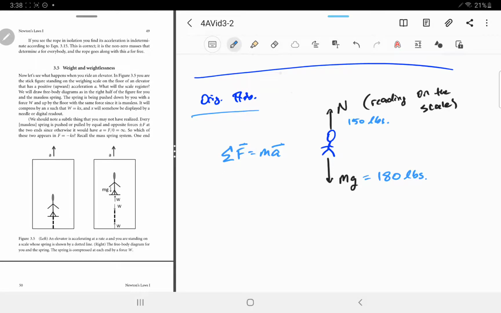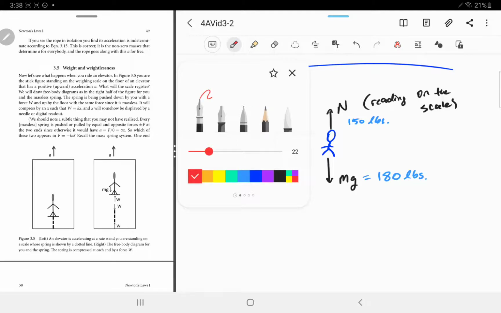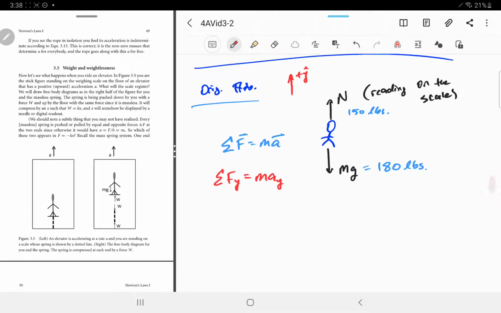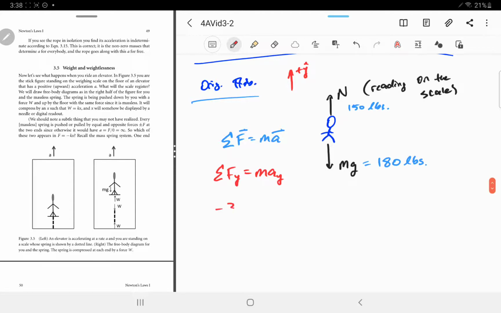All right, so let's introduce a coordinate system here. So this will be my plus y direction. Looks like the sum of the forces is in the negative y-hat direction. So this will be minus, so what we're really doing is we're specializing to just looking at the y components. So this is no longer a vector equation, but a y component equation. This is minus 30 pounds equals m a_y.